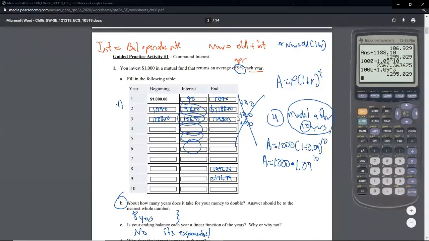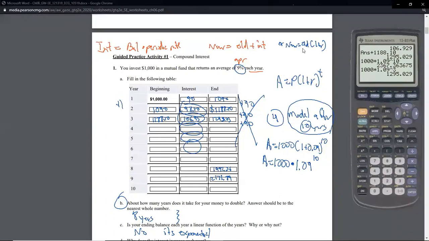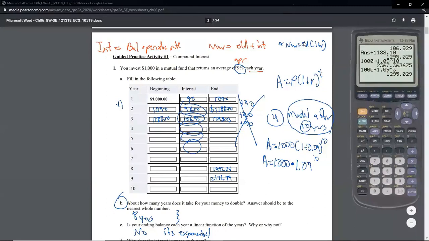All right, so let's clear our screen. Try and just hold a picture of these numbers in your head, or hopefully you wrote them down somewhere, because I will refer back to them later, especially the year 9 and 10, 2171.89, and then the 1295.03. I'm sorry, 2367.36.